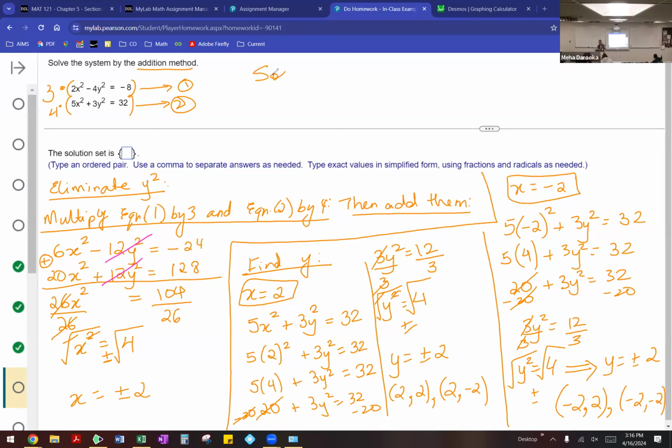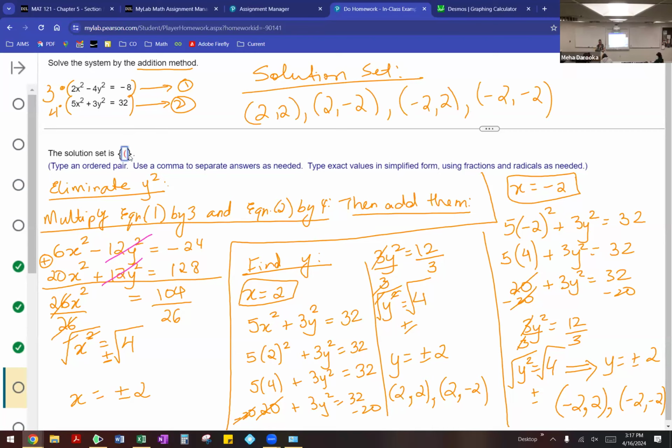So your solution set will be 2, 2; 2, negative 2; negative 2, positive 2; and negative 2, negative 2. It's honestly a combination of positive 2s and negative 2s, right? That's what your 4 ordered pairs would amount to.